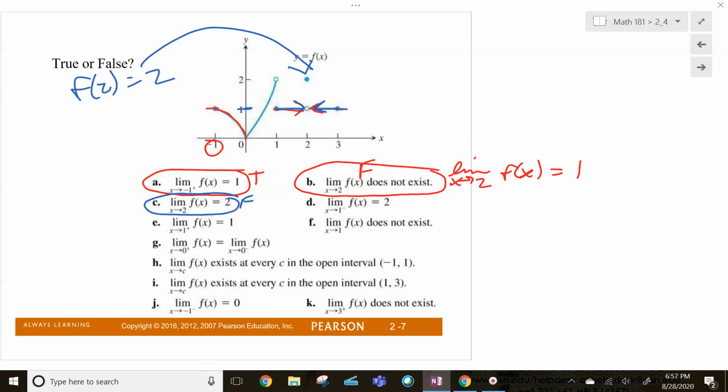D. Limit as x approaches 1 from the left. Okay, here's our x value 1. We're going to approach it from the left. We approach 1 from the left. What do I get? 2. It's approaching a y value of 2. True.